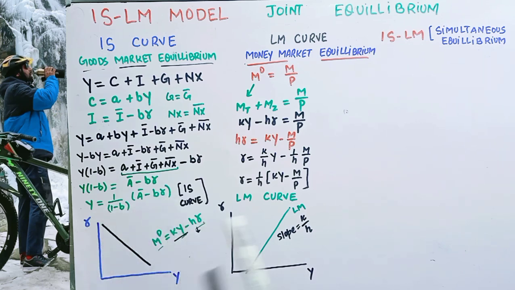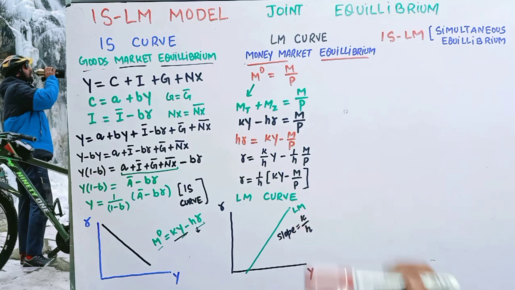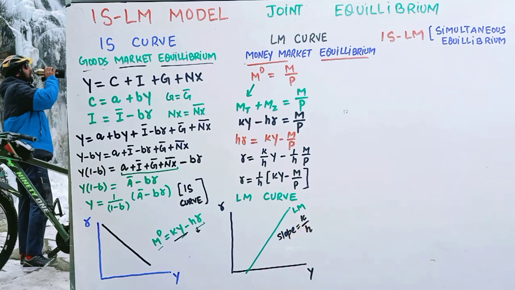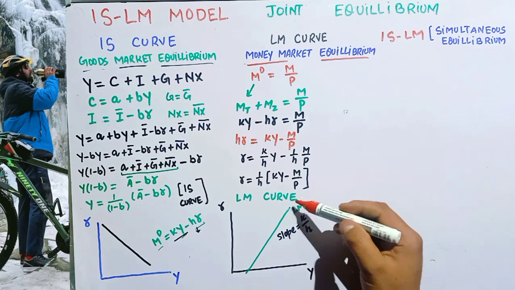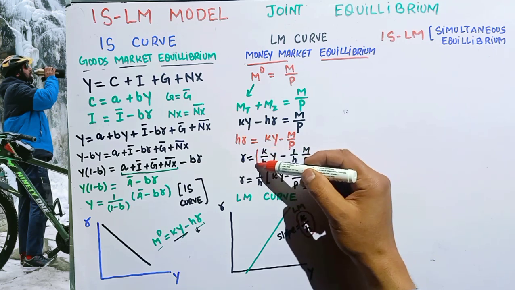This is our IS equation, this is our LM equation. We can also see one important thing: from this equation we can see whether our LM curve will be flatter or steeper, and that will be shown by this slope.